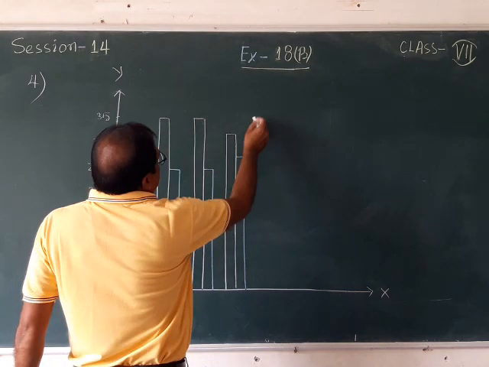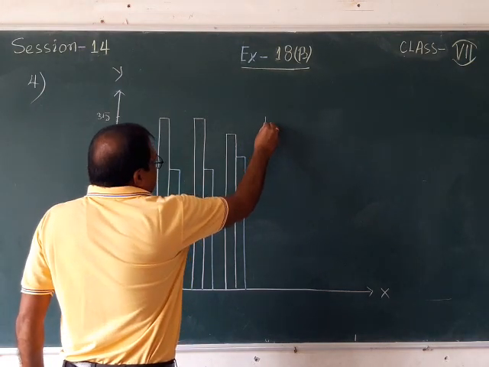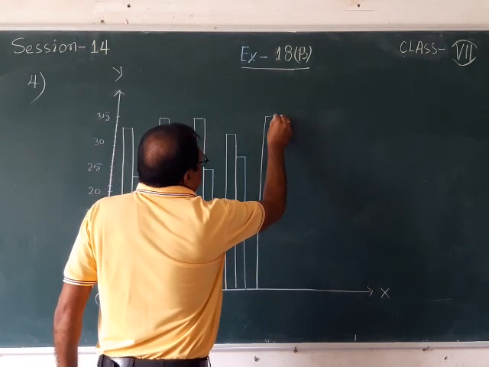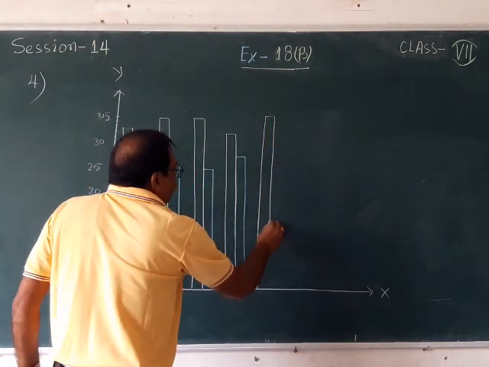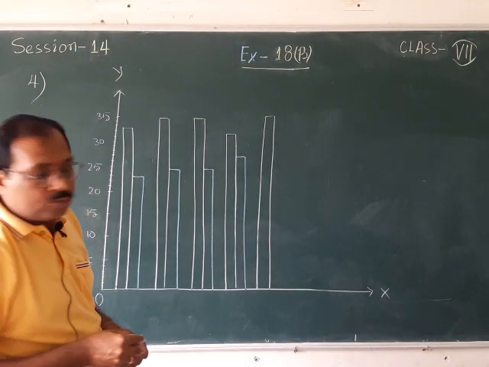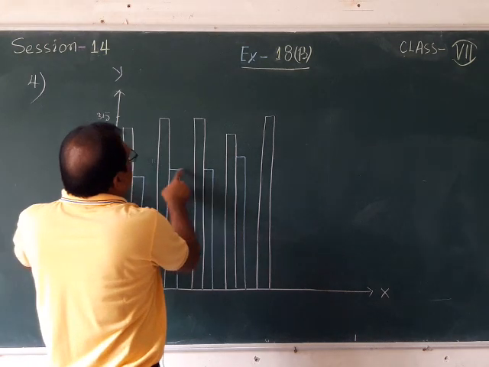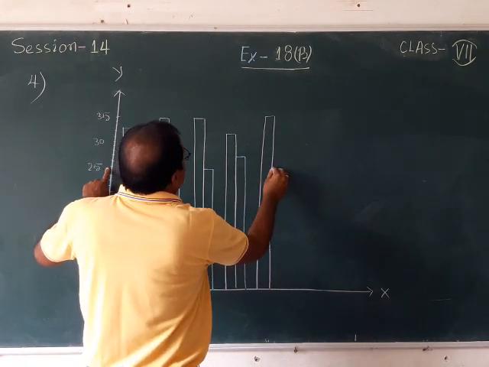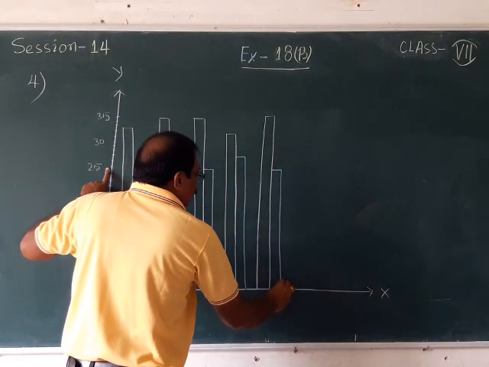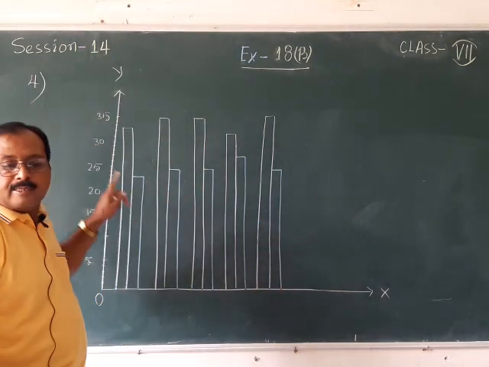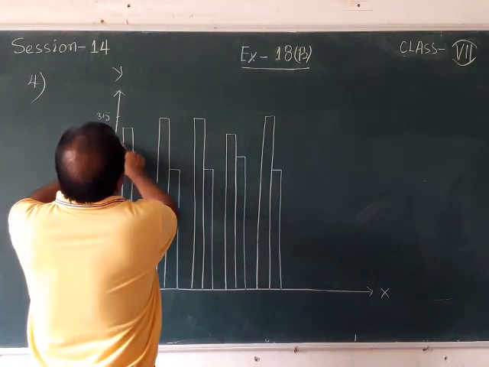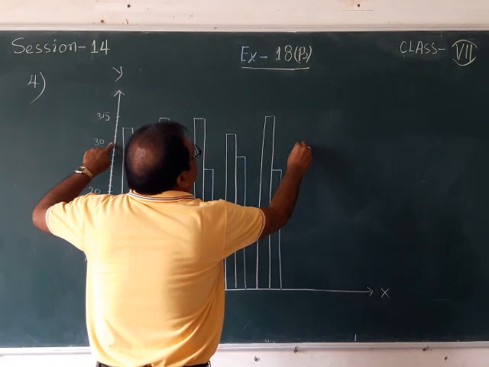Again 35 degrees C, again I am going to draw for 35 degrees C like that. Then after 35 degrees C, 25 degrees C is there. So I am going to draw for 25 degrees C like this. The double bar graph is coming for 25 degrees C. Then 30 degrees C is there, so I am going to draw for 30 degrees C.